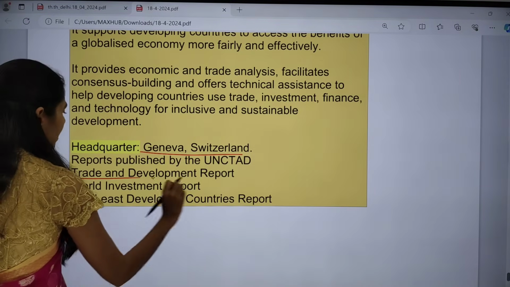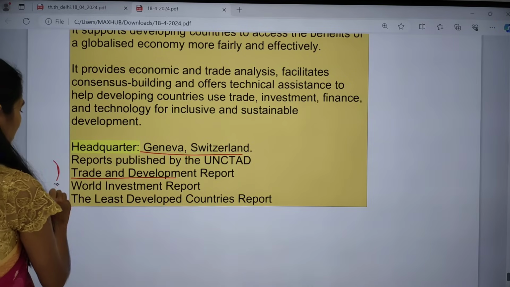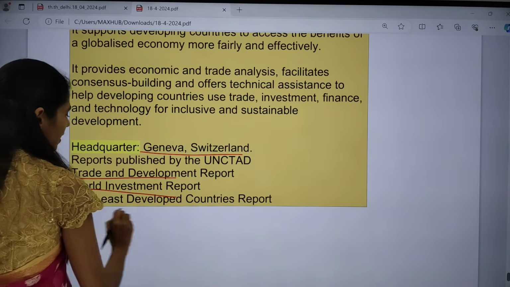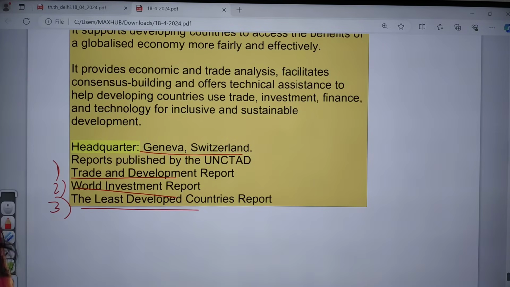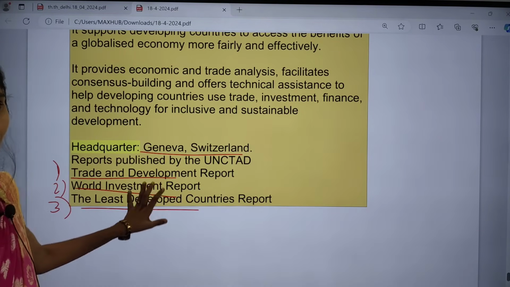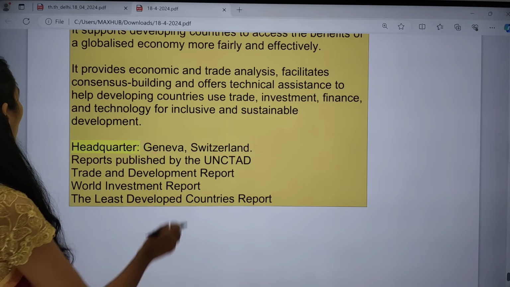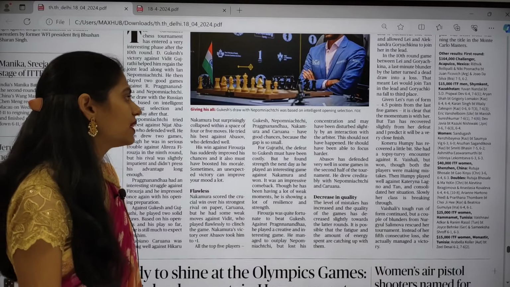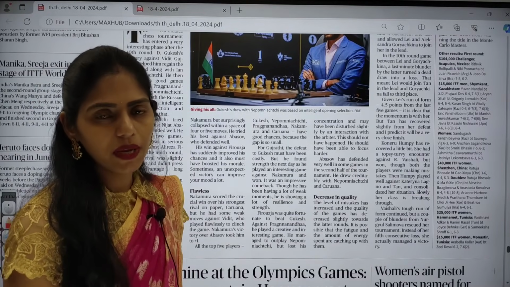First one is the Trade and Development Report. Next one is the World Investment Report. And the third one is the Least Developed Countries Report. These are the three important reports released by UNCTAD, and they are very, very important. Now let us go back to our Hindu page. That's it. These are the very important topics that appeared in today's Hindu newspaper.